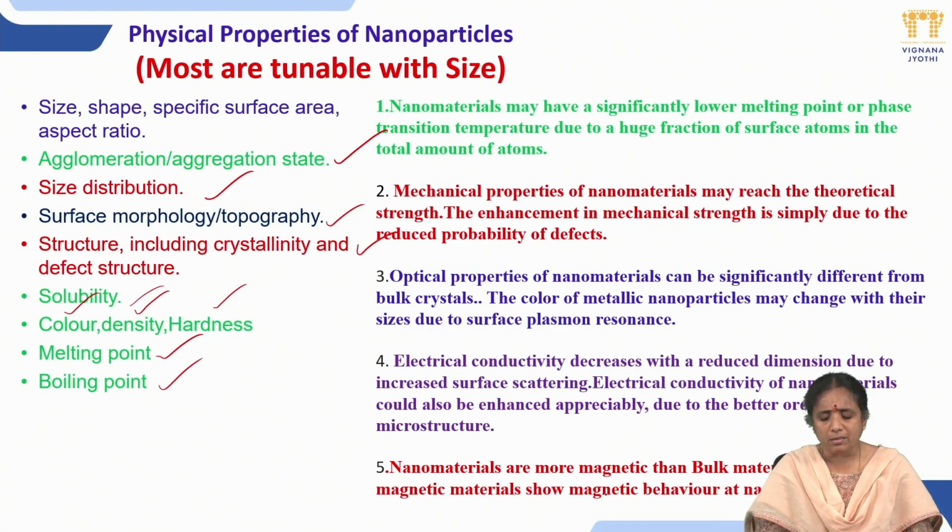Now, these nanomaterials are more magnetic than bulk materials, because the paramagnetic materials exhibit very high magnetic induction also, when used in magnetic sensors or when used in transducers.